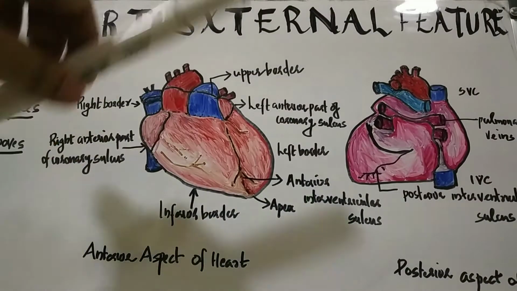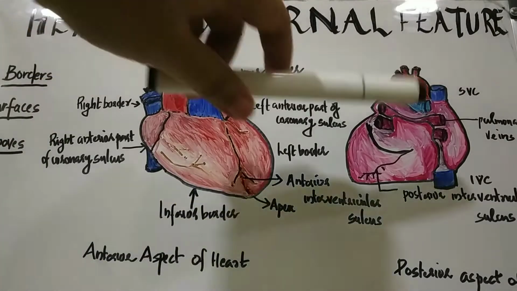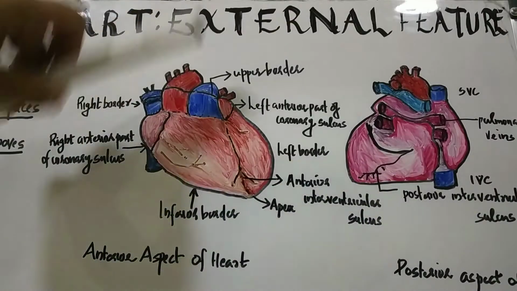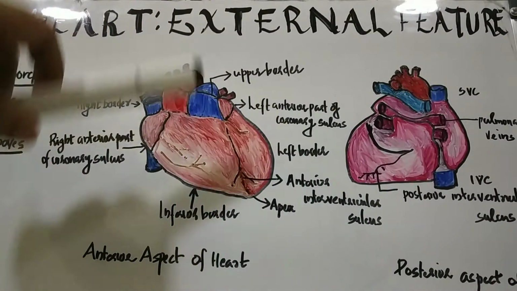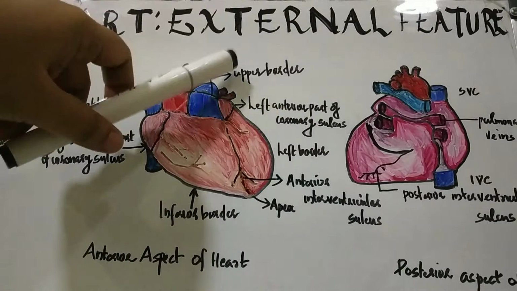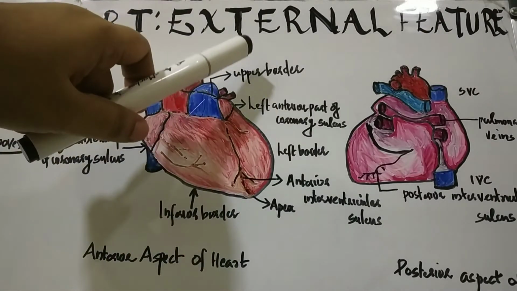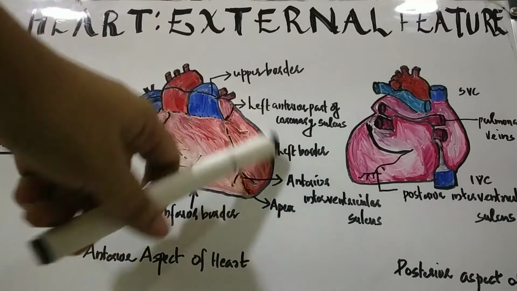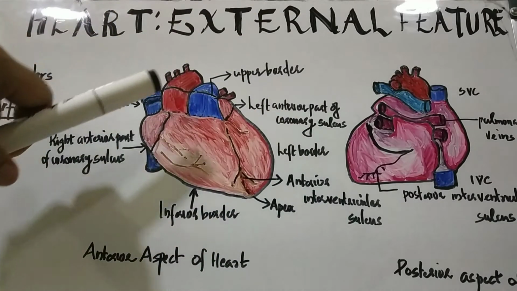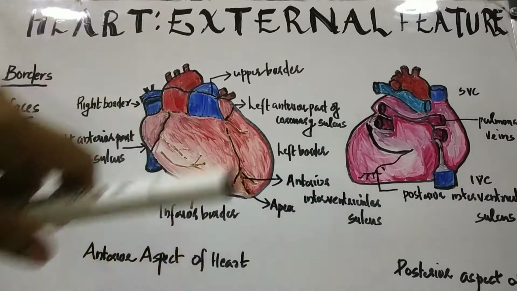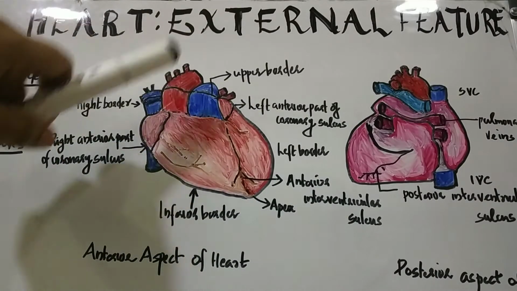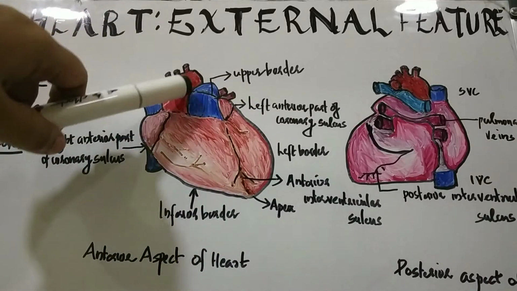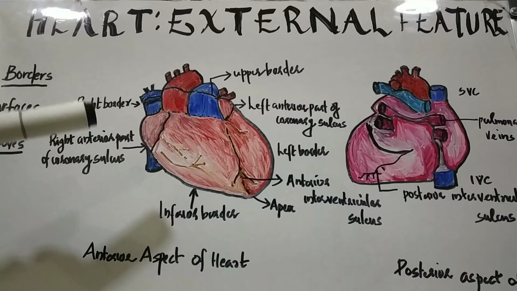In this figure you can see the anterior aspect of the heart, and in this figure you can see the posterior aspect of the heart. This is the anterior aspect and not the anterior surface. You can see the four borders of the heart: the upper border, also called the superior border, the inferior border, the right border and the left border. The upper border is mostly formed by the left atrium and partly by the right atrium.